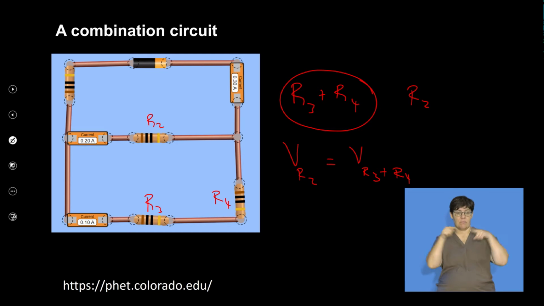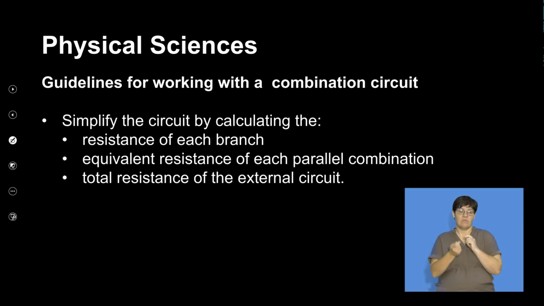Because these two are parallel. So if we treat R3 and R4 as a single resistor, it means that the sum of R3 and R4 is actually parallel to R2. So that's how we break down a circuit in an attempt to simplify it, okay? So when we simplify the circuit using the calculation, we need to be able to calculate the resistance of each branch, okay? And also get the equivalent resistance for each parallel combination, and then be able to determine the total resistance as far as the external circuit is concerned.